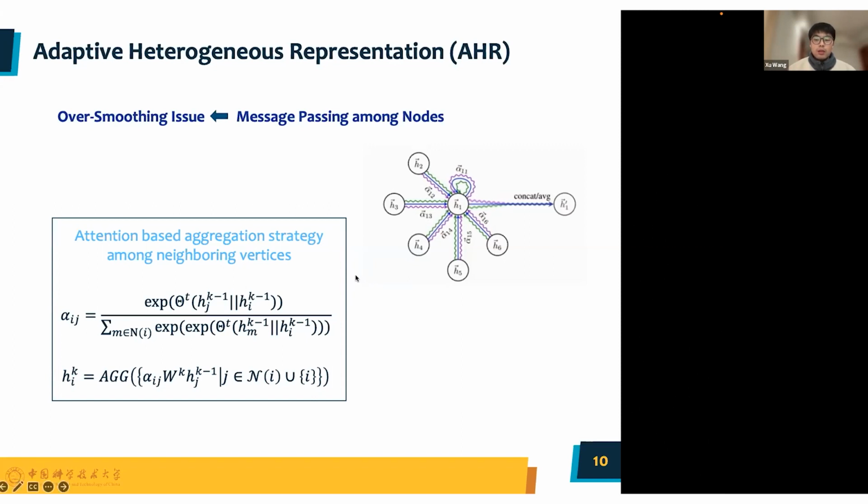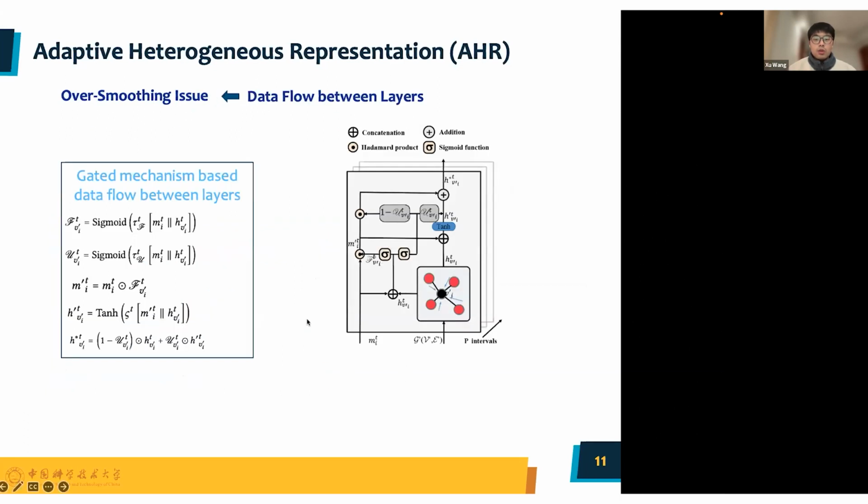Therefore, we propose an attention-based aggregation strategy among neighboring vertices. The calculation is shown in the lower left corner. As seen, attention mechanism allows us to have data-driven weights and thus alleviate over-smoothing issue. Also, since vanilla GCNs directly pass features among layers, changing the data flow between layers can certainly alleviate over-smoothing issue.